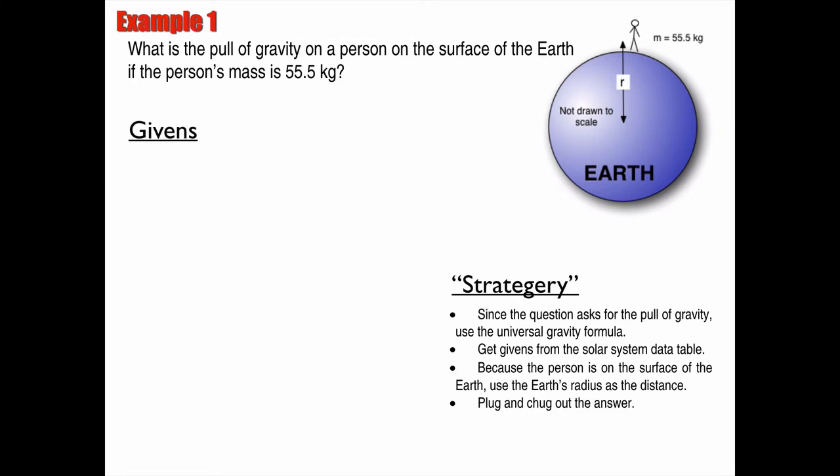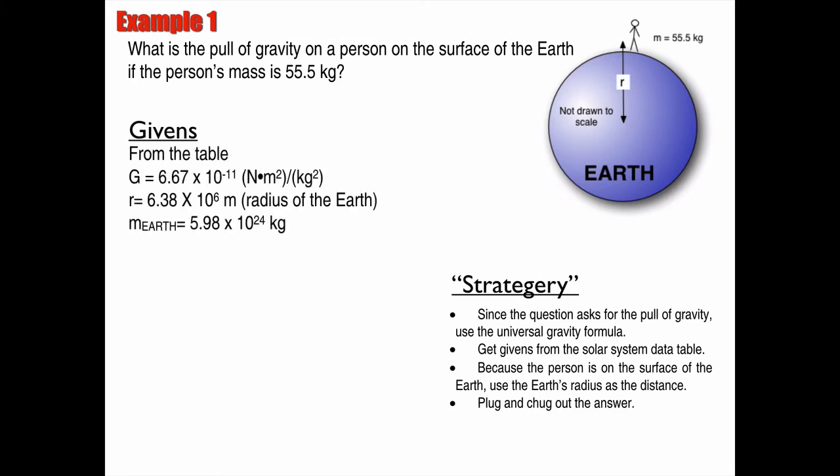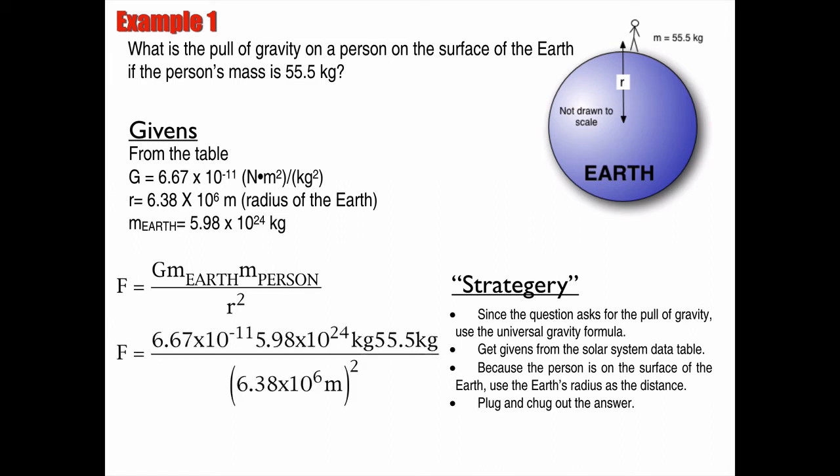So let's take a look at the givens. I've got my universal gravitational constant. I've got the distance between the center of the Earth and myself, which happens to be the radius of the Earth. And I've got the mass of the Earth, all that from the table, or again, search it on the internet. Newton's law of universal gravity says that the force of attraction due to gravity is equal to G m1 m2 over r squared. So that's G, mass of the Earth, mass of the person, over the distance between them squared. So I'll plug in my numbers from the table, and I get a force of attraction of 544 newtons.